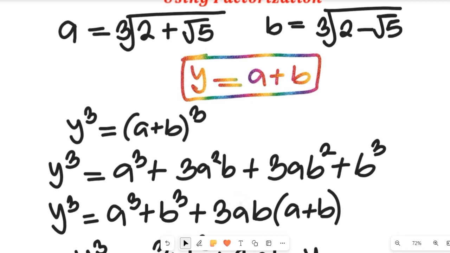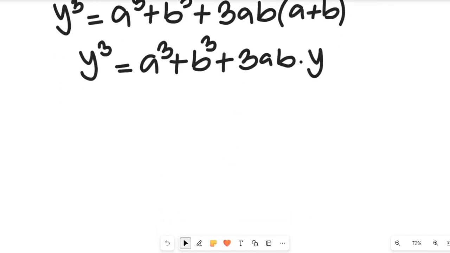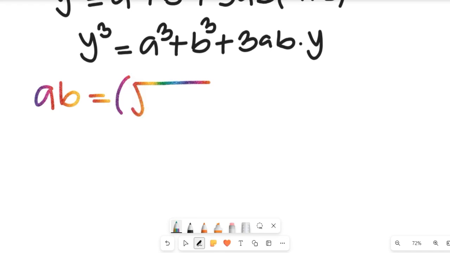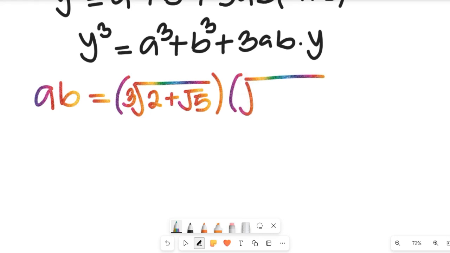The only task I have here, and recall that I already know what a and b are, because they are the two different radicals, so I can simplify that. But then what is the value of ab? My ab can simply be the multiplication of those two radicals, which is the cube root of 2 plus root 5, multiplied by the cube root of 2 minus root 5.